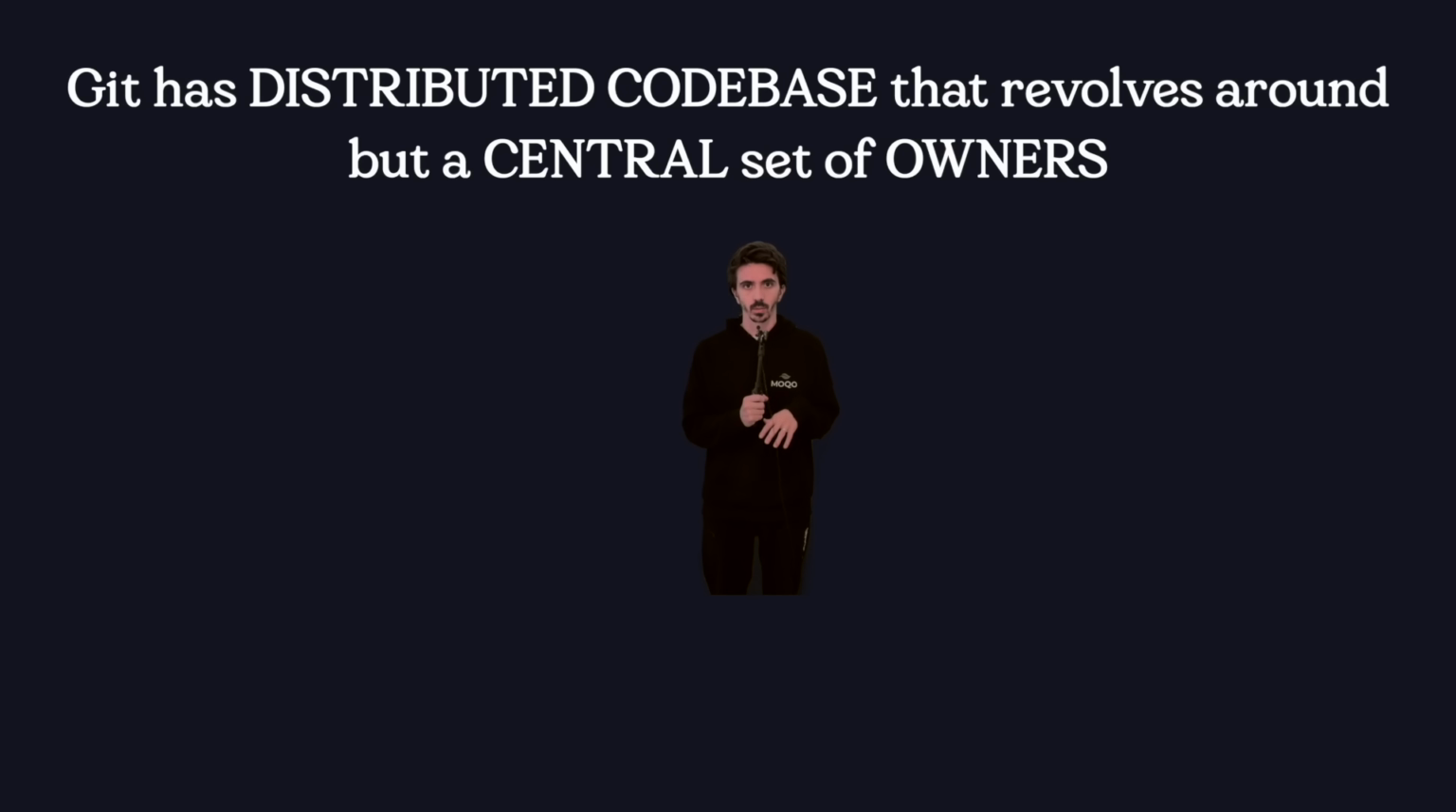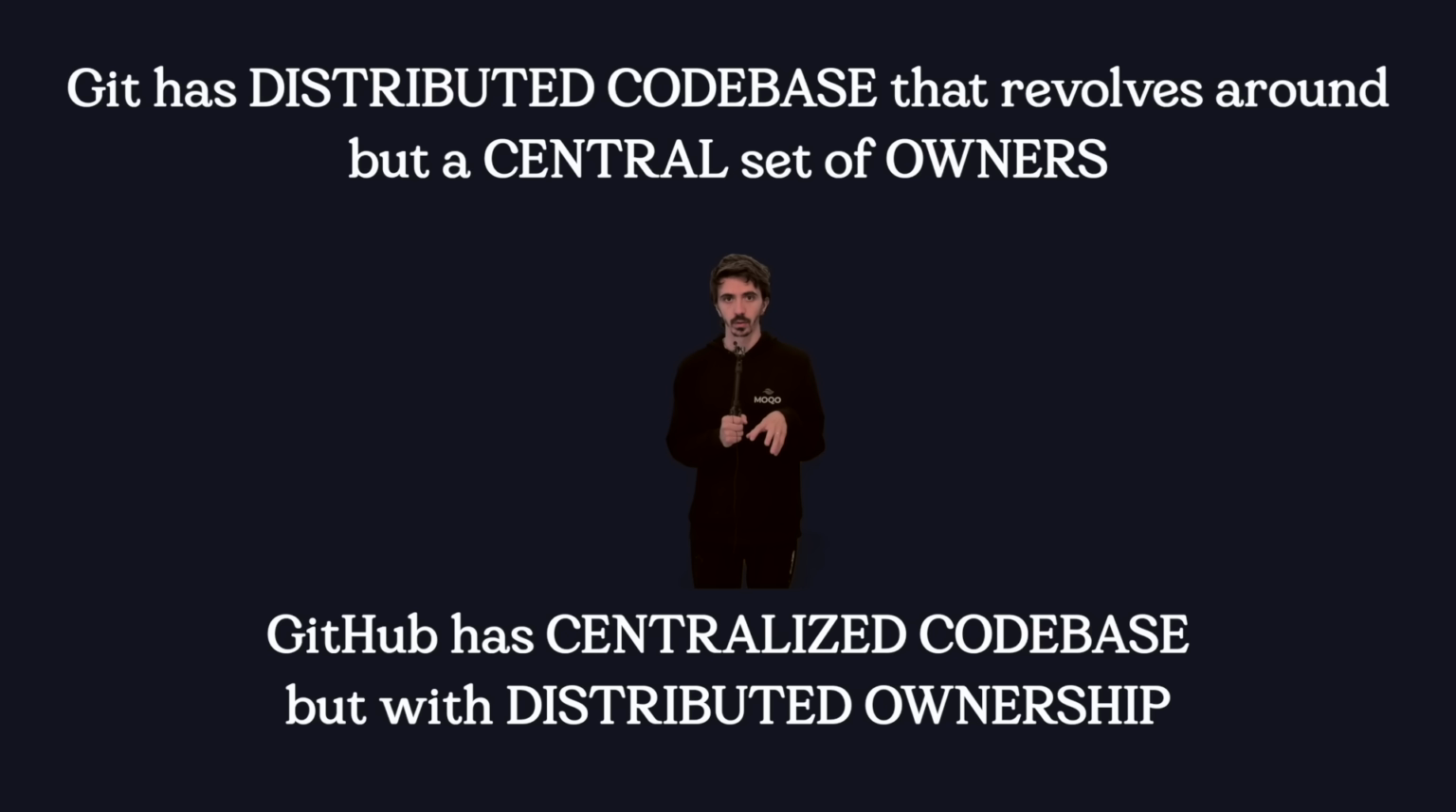So using the Git workflow gives you a distributed codebase that revolves around a central set of owners, while using the GitHub workflow gives you a centralized codebase, but with distributed ownership. Let me explain what I mean by that. When you raise a change using the Git workflow, it has to be approved, merged, and pushed by one of the core maintainers of the project. If they are sick or away or retired, then you need to appoint a new person to fulfill those roles.